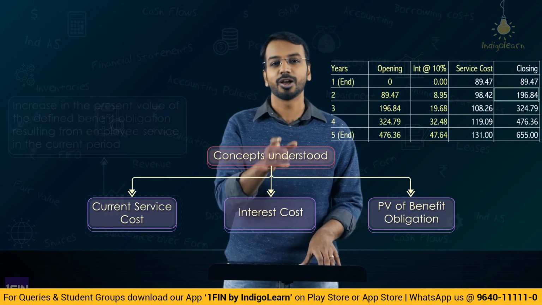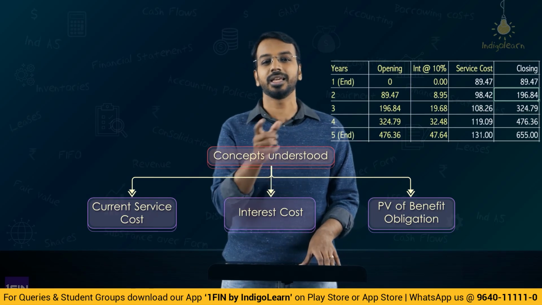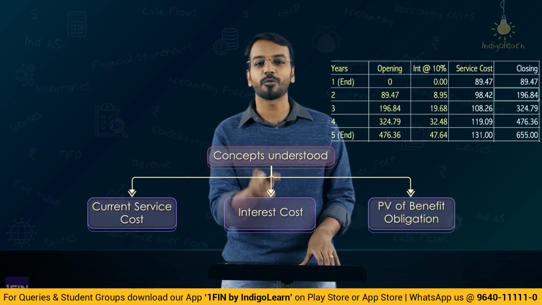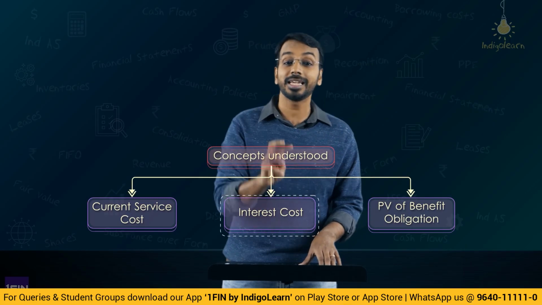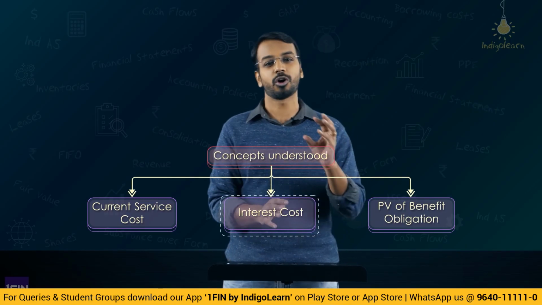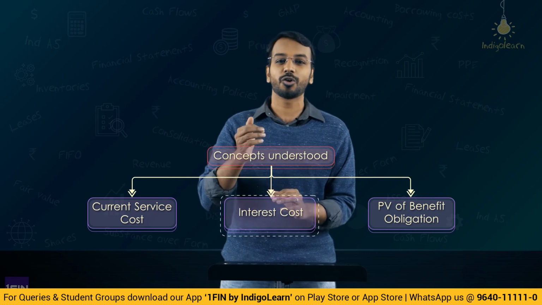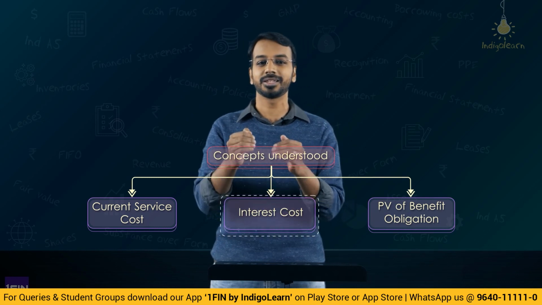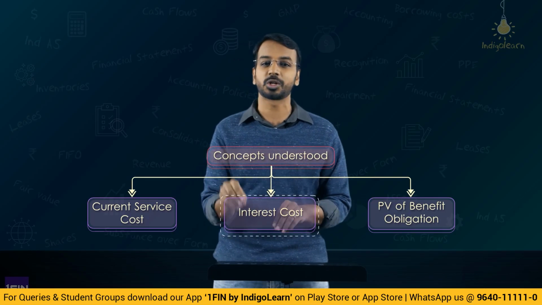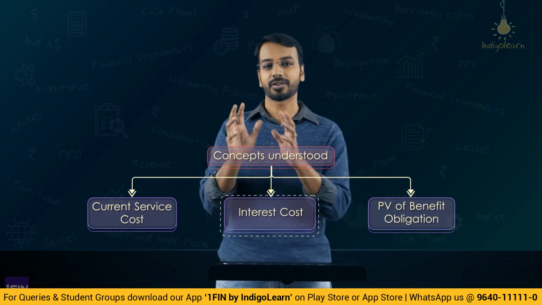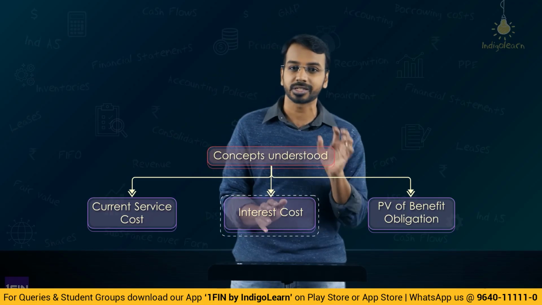Now, apart from this, what was the other factor resulting in the increase? The increase was because of passage of time and because of interest cost, right? So, the increase because of passage of time is called the interest cost. The increase because the employee has rendered the service in the current period, something which pertains to the current period, is called the current service cost. So, you have current service cost and interest cost.